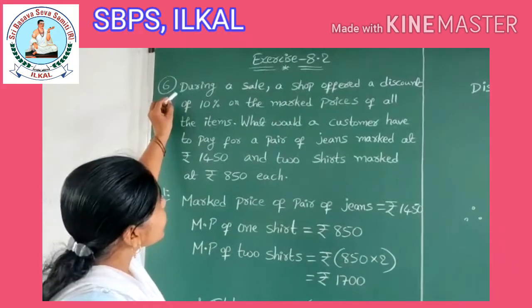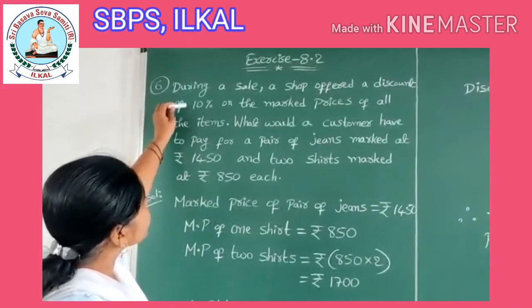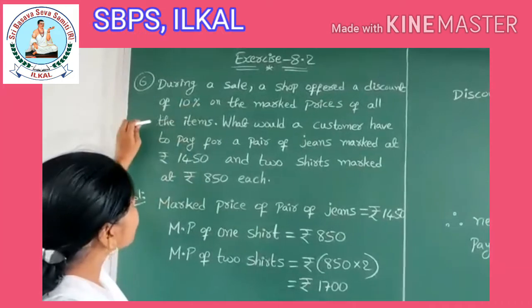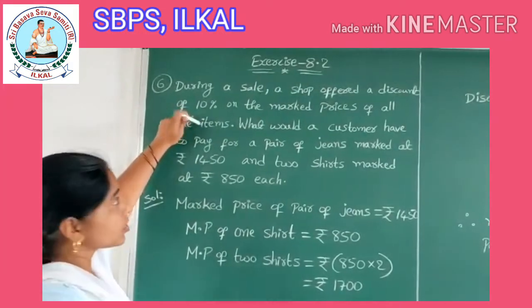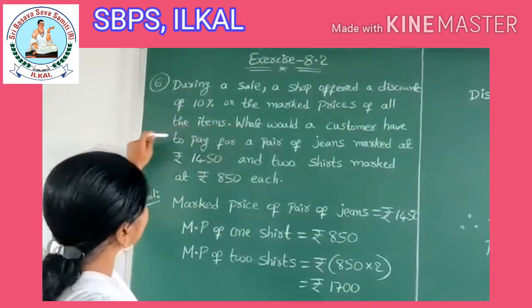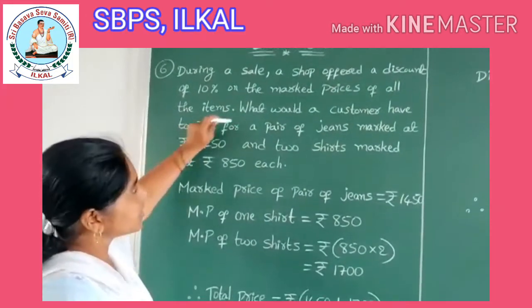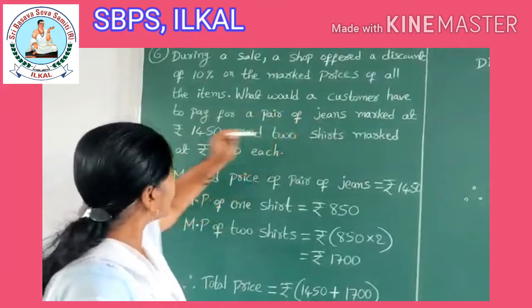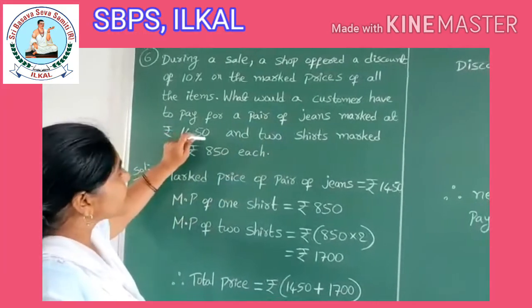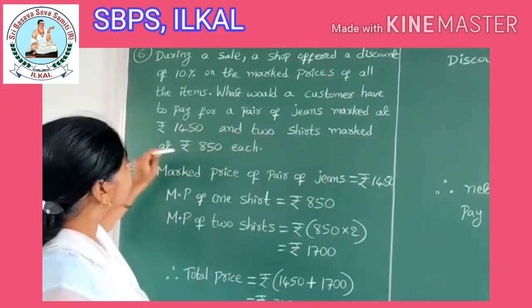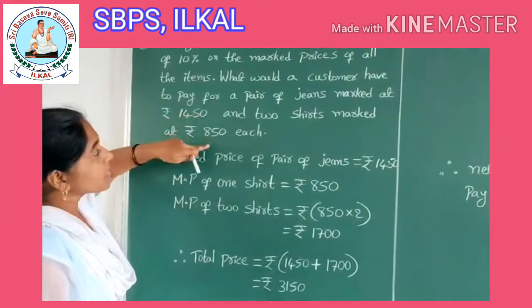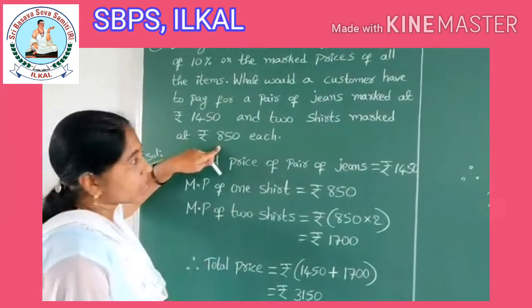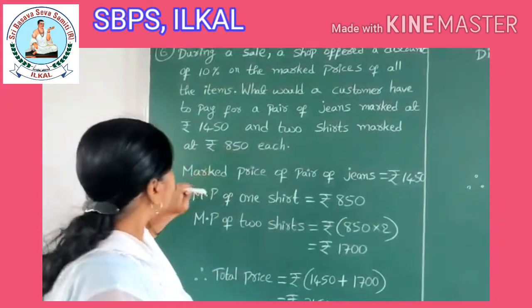Next question, children. During the sale, a shop offered a discount of 10% on the market prices of all the items. On each item they gave 10% discount, children. What would a customer have to pay for a pair of jeans marked at rupees 1,450 and 2 shirts marked at rupees 850 each? It is for 2 shirts; for one, rupees 850 they gave.